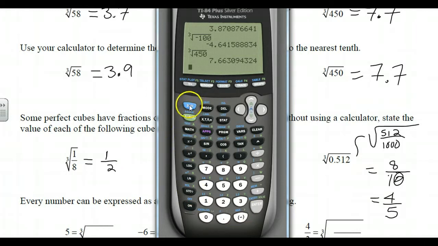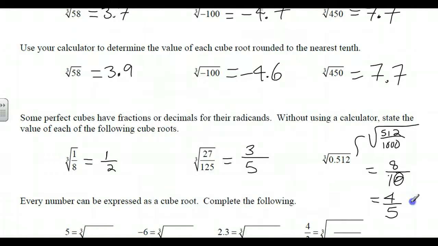So second enter, 0.512, you don't really need the leading 0, is 0.8. Math, enter, change it into a fraction, and 4/5. Yay.